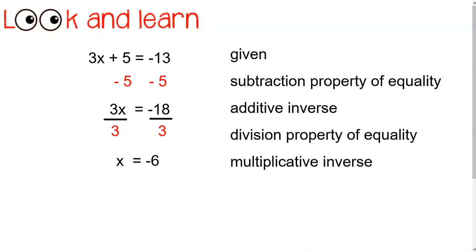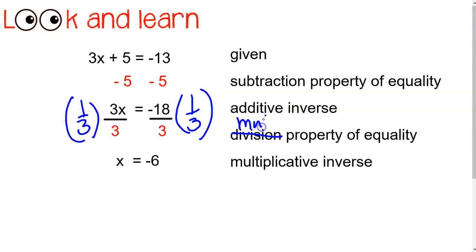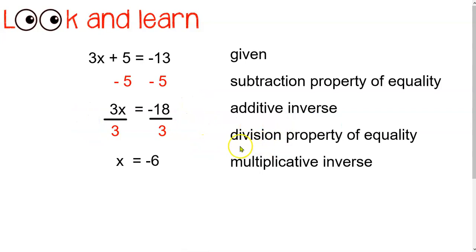Technically, I'm multiplying both sides by 1/3. So I would write the multiplication property of equality here. But typically, when the coefficient is an integer, students use division. So I'm going to allow you to use the phrase division property of equality here, even though it technically doesn't exist. So our final solution is that x is equal to negative 6.